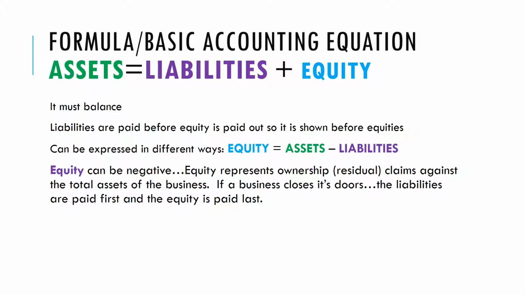Remember, you can express the formula in different ways, so equity can equal assets minus liabilities. And lastly, equity can be negative. So equity represents ownership, claims against the total assets of a business. If a business closes its doors, the liabilities are paid first and the equity is paid last. So in a situation like that, where you owe more than what your equity is, you can end up with a negative equity situation.